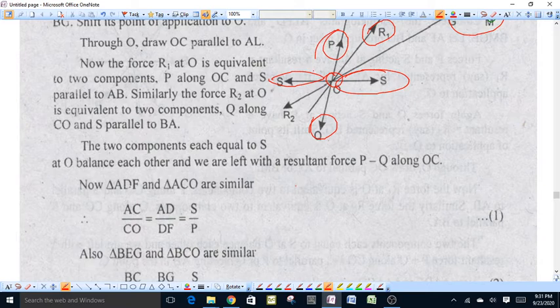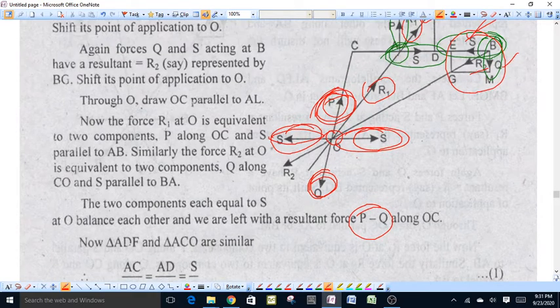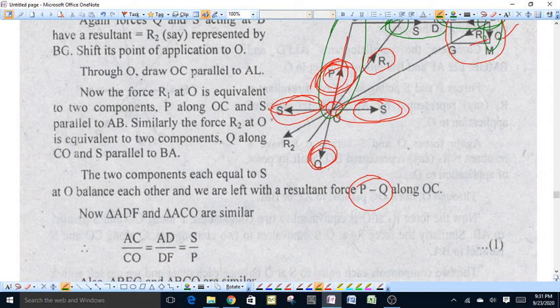The components S on both sides of point O are equal and opposite. These two forces will cancel each other, and we are left with only two forces P and Q acting at point O. Suppose the magnitude of P is greater than Q, then the net resultant will be P minus Q acting along OC.